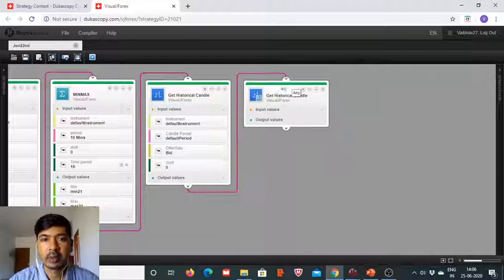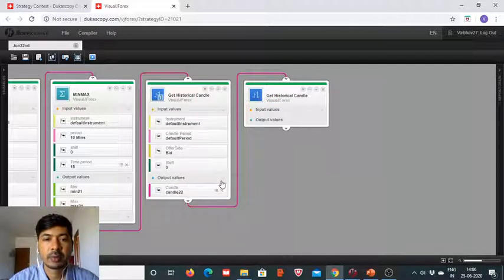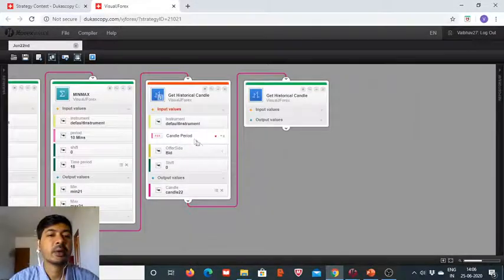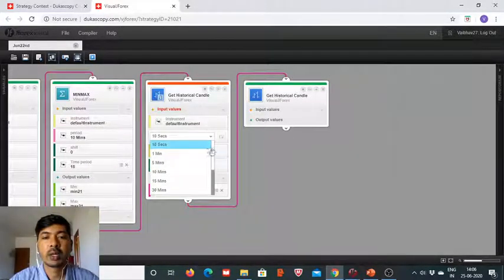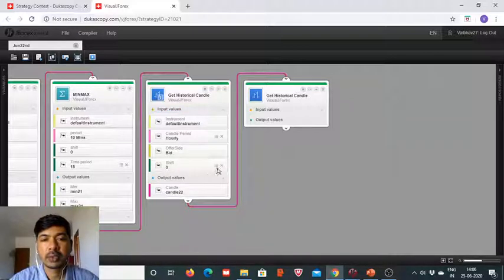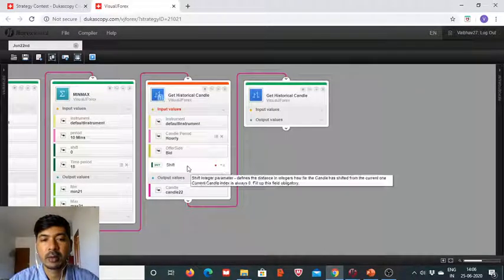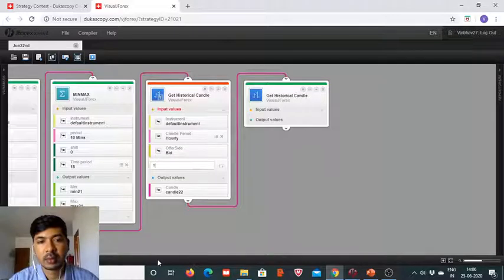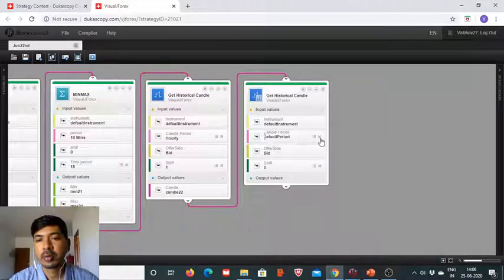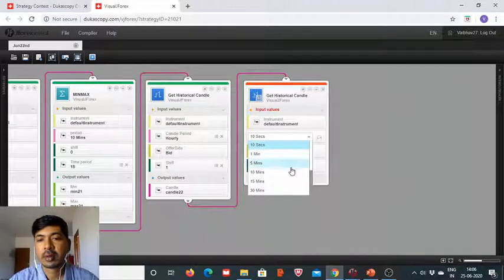Okay, so here we have to change this time period to 1 hour. It is hourly now. Shift is going to be 1. Again, here also a change needs to be done. 10 minutes.